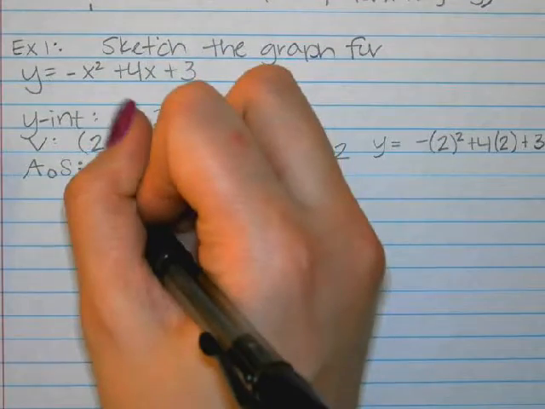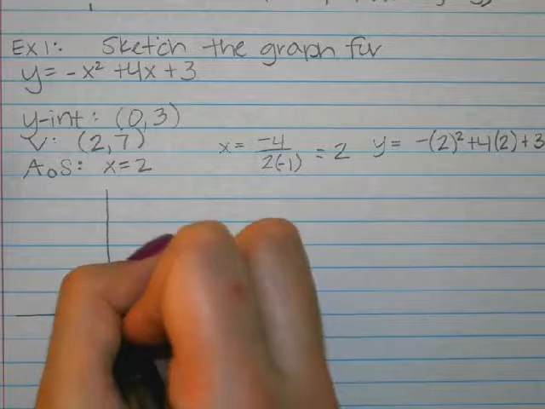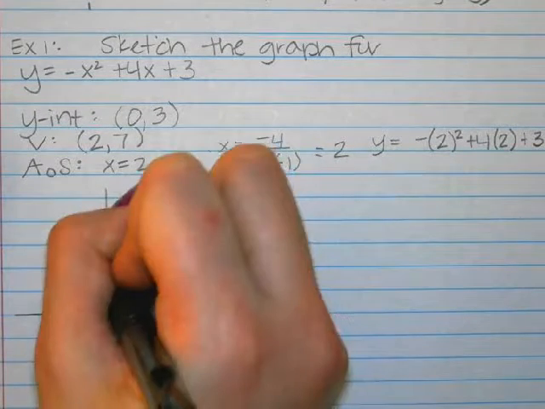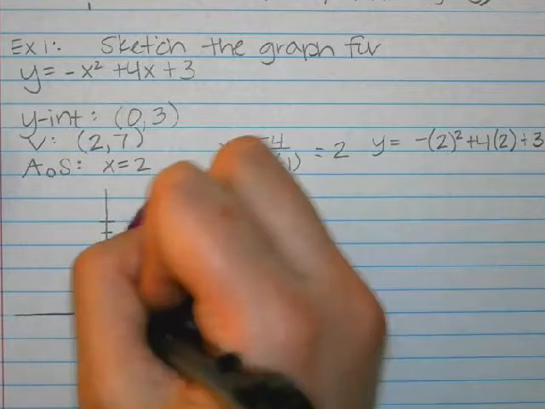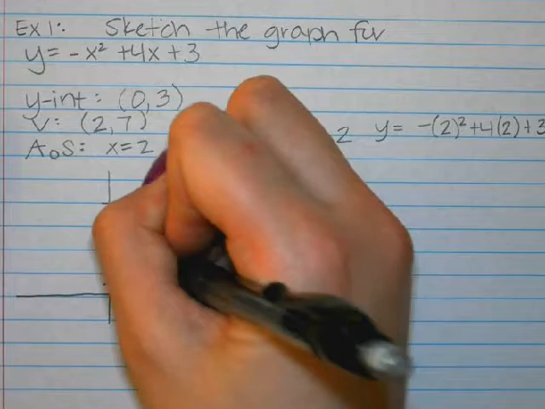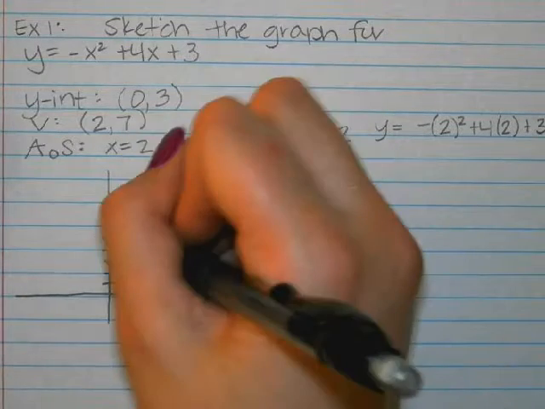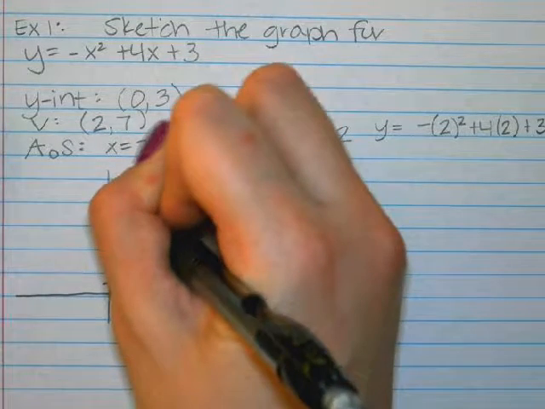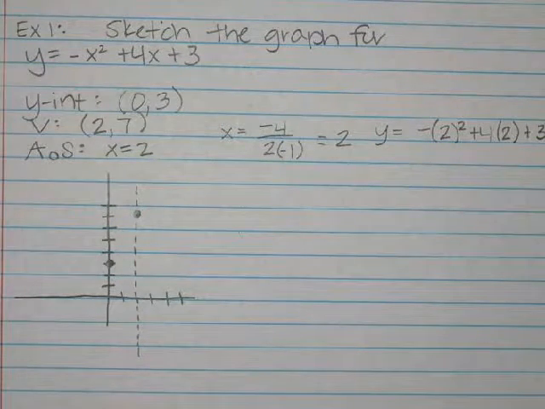Okay, so we're going to go ahead and sketch this graph. So we've got a point at 0, 3, and we have an axis of symmetry at 2, and we have a point at 2, 7. Are those 2 points enough to draw a parabola from? Nope.